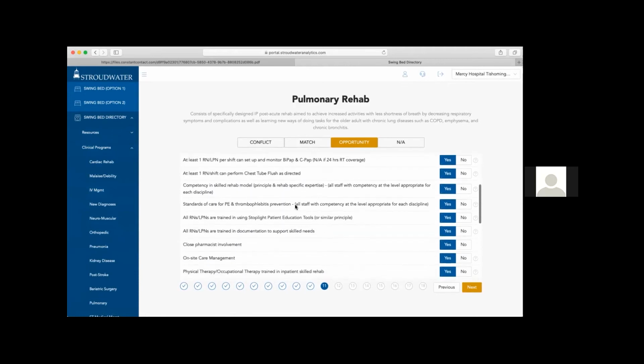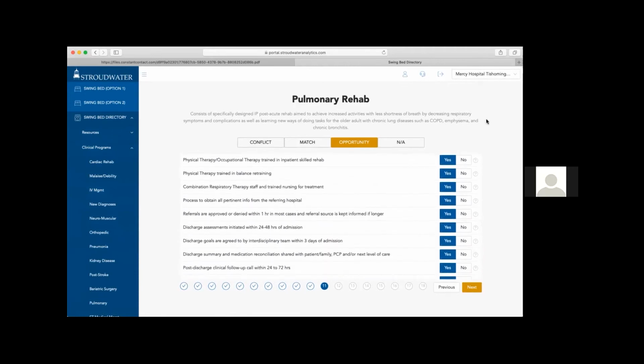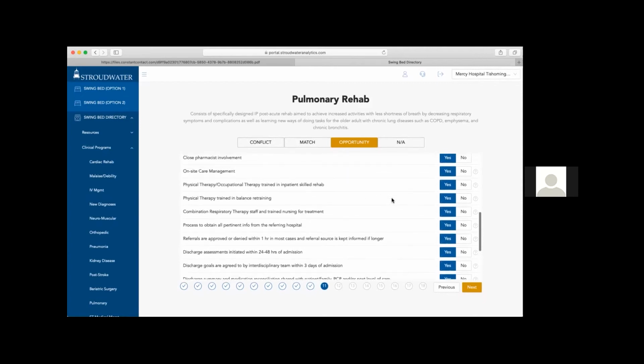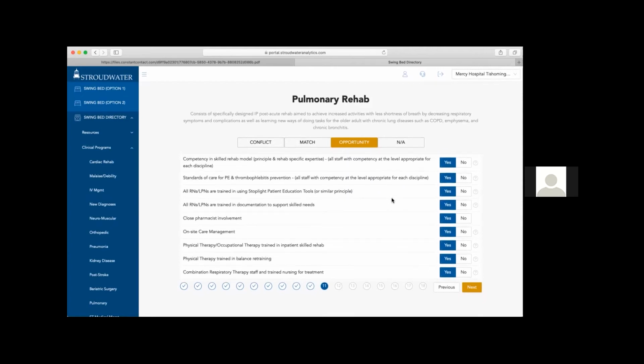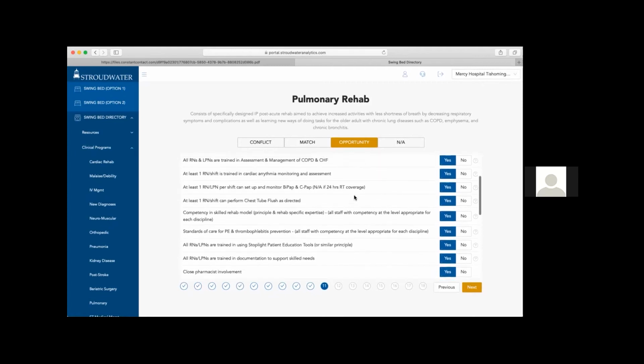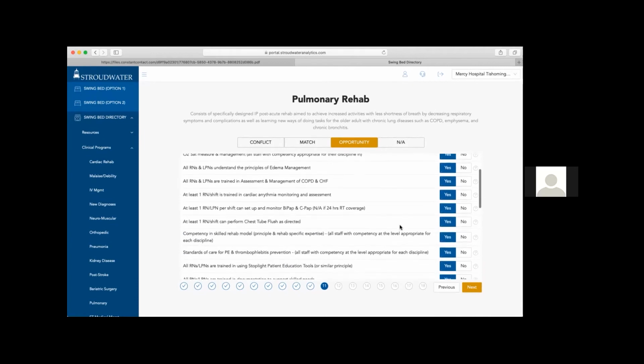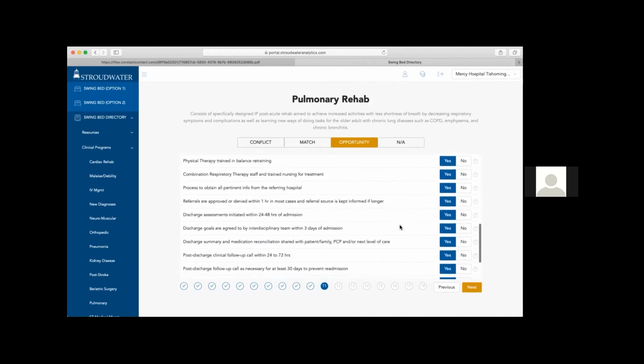But if you go back, it's considered an opportunity because Mercy Hospital Tishomingo does not offer pulmonary rehab. Is that correct? Anyone on the phone? We don't at this time. Yeah, so this is certainly something that we would say, well, let's have a conversation. You have a whole lot of clinical competencies as it relates to pulmonary rehab, and you've indicated, no, you don't currently offer it.